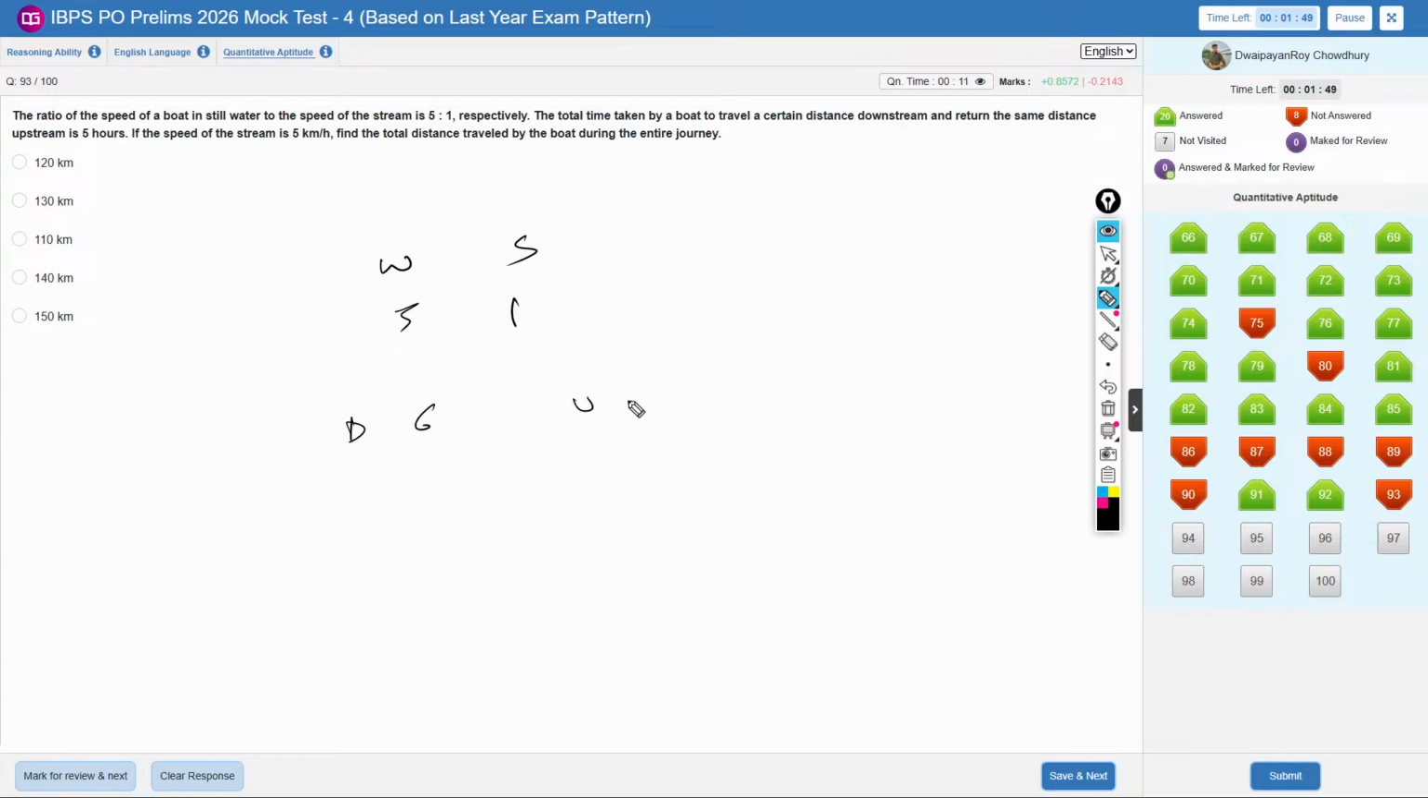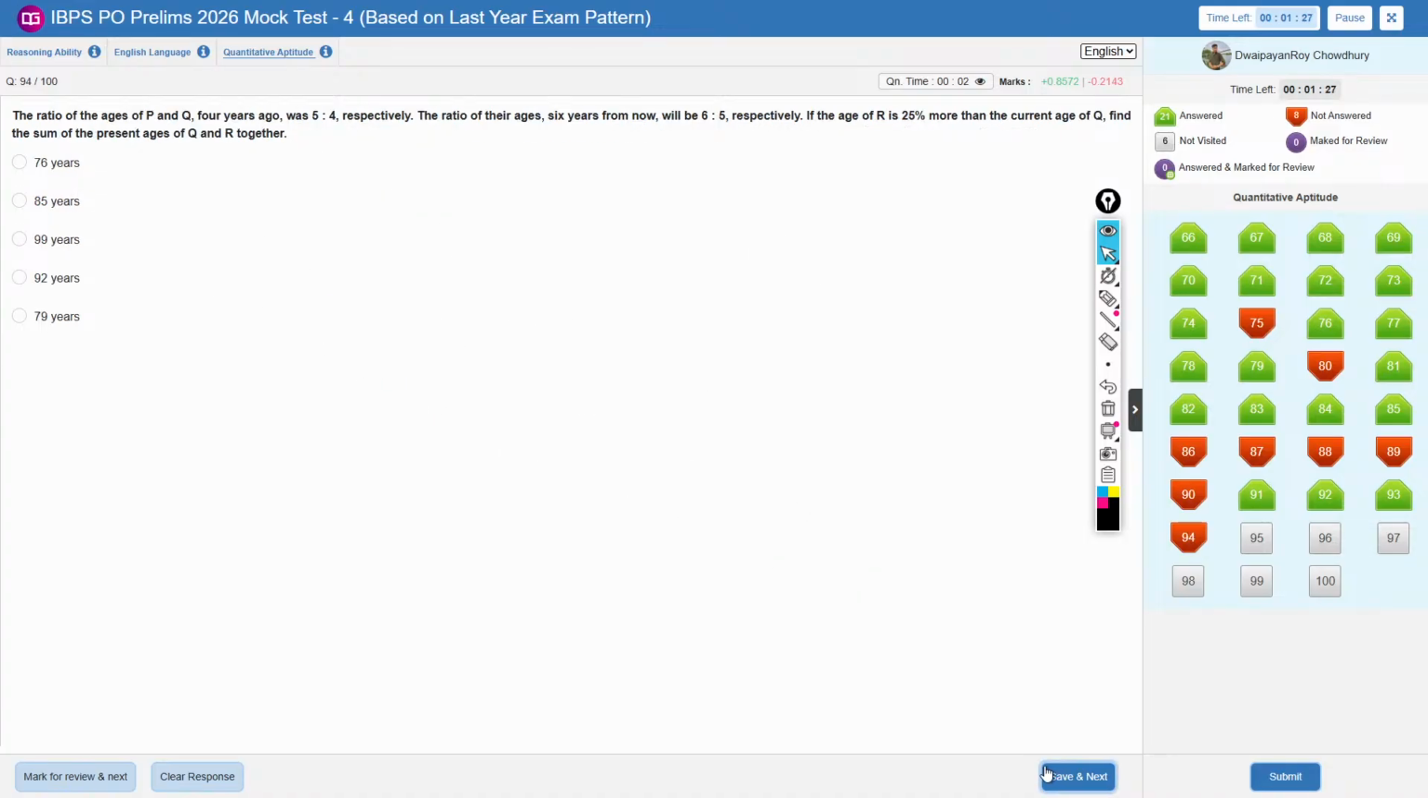The ratio of the speed of boat to stream is 5 to 1, so downstream 6, upstream 4. Total time taken by the boat to travel a certain distance downstream and return the same distance upstream is 5 hours. Speed of the stream is 5, then 25. This is 30, this is 20. Okay, so same distance. So the average speed is 24 into 5, so 120.